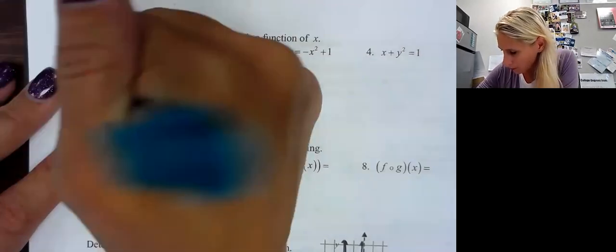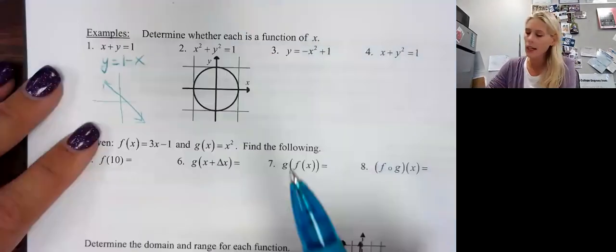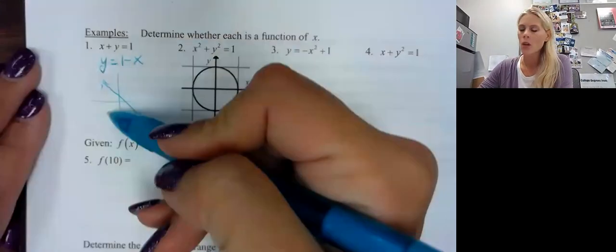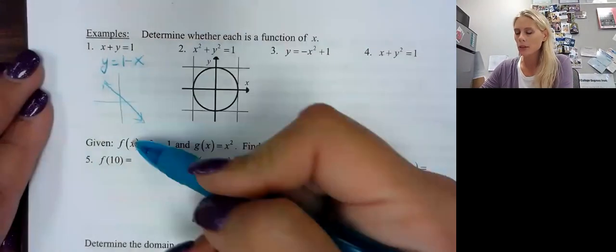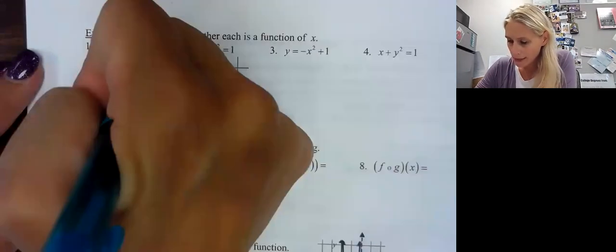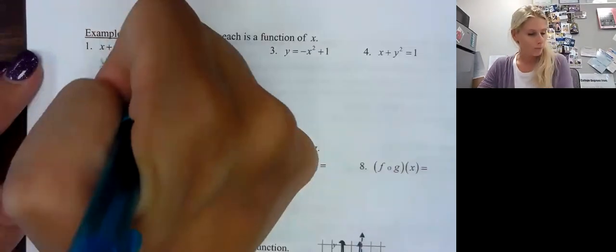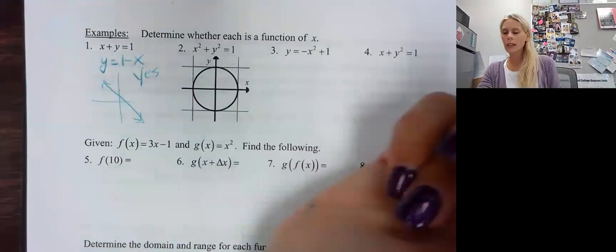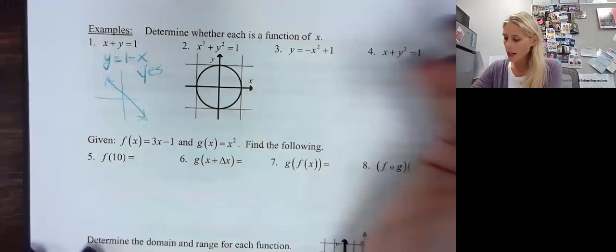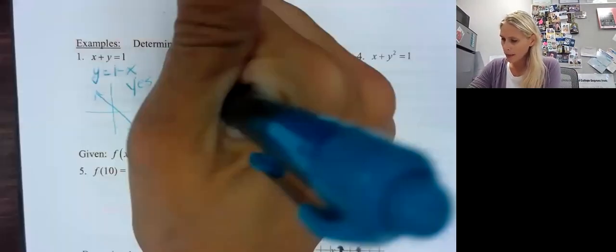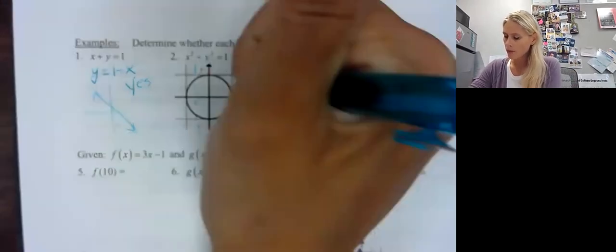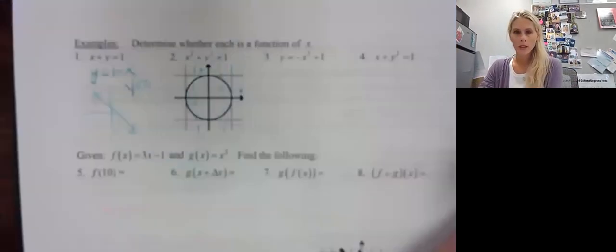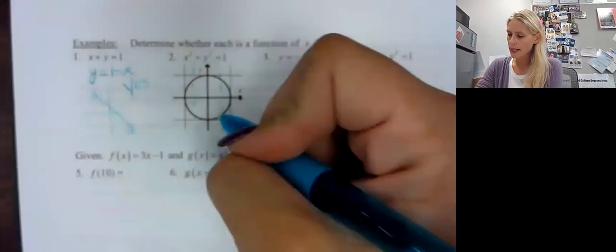And of course, if we did that vertical line test, we only pass through the graph once. So yes, it is a function. Now the next one, luckily the graph is right there. And if we do our vertical line test, we go through it twice. So that is not a function.